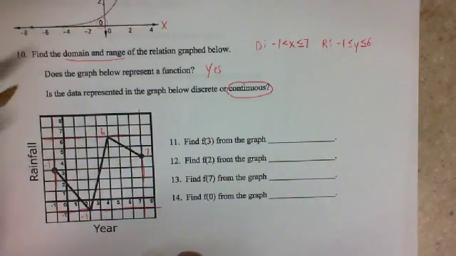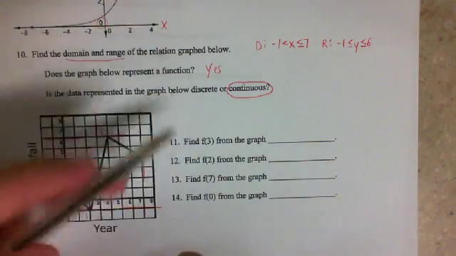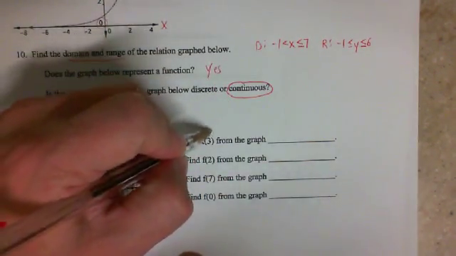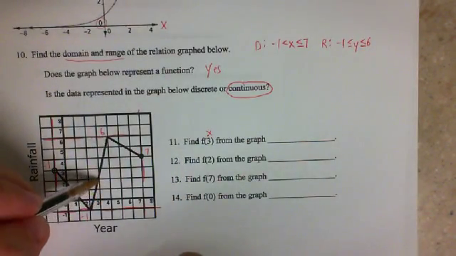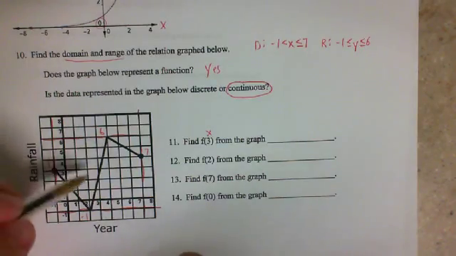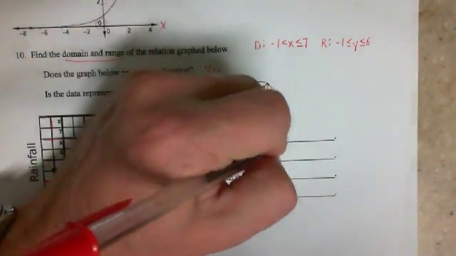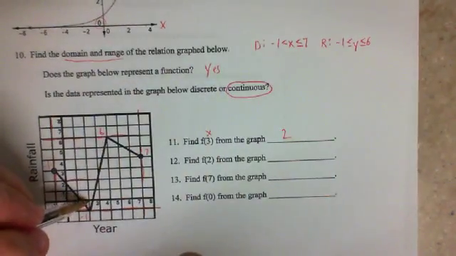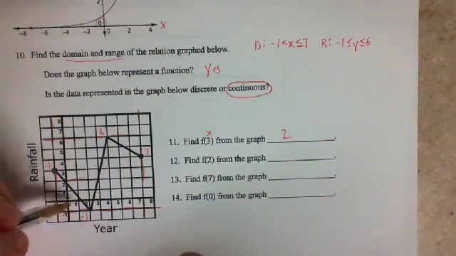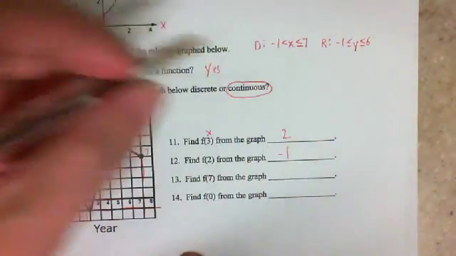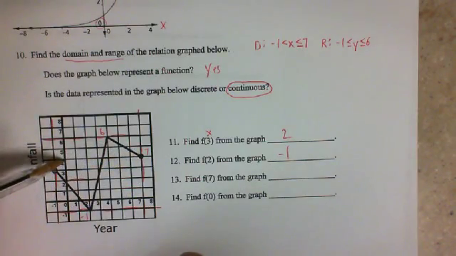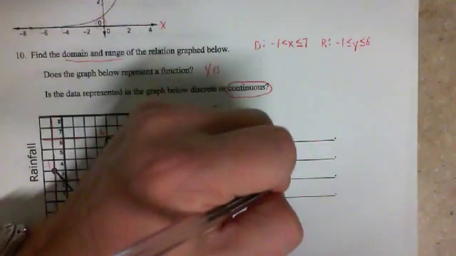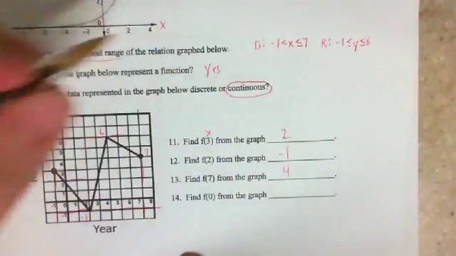Alright, you got a few more function notation ones here. Keep in mind what's in the parentheses is x. So when x is 3, here's where x is 3. Follow it back over. Looks like y is 2. When x is 2, boom, go down, come back over. y is -1. When x is 7, boom, follow it over. Looks like y is 4.